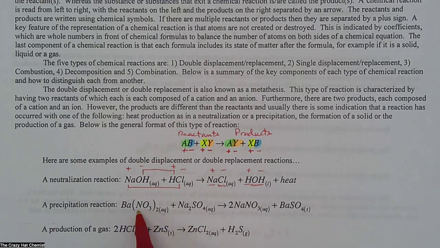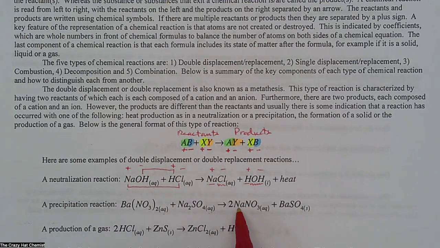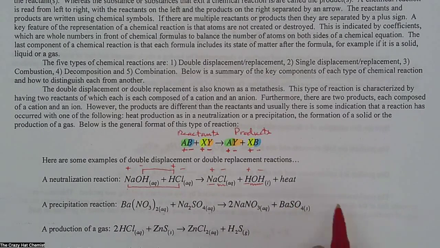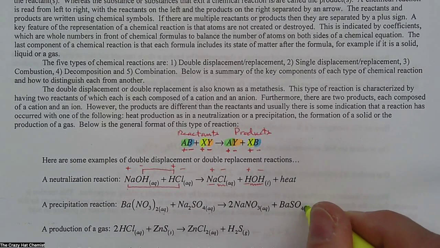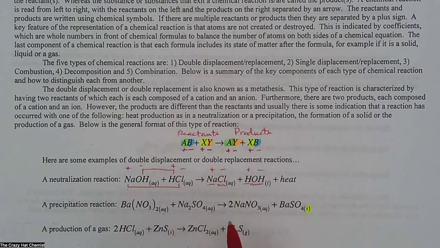That's aqueous. Those are the two reactants. That yields two products, sodium nitrate and barium sulfate. And a precipitation reaction is when a solid is formed on the product side. This one requires a stoichiometric coefficient of a 2 right here for the sodium to balance it out.